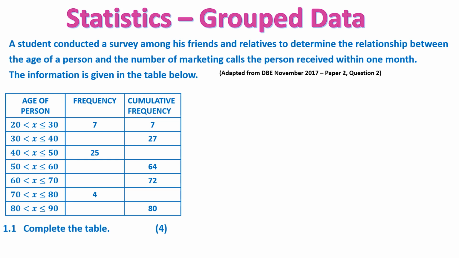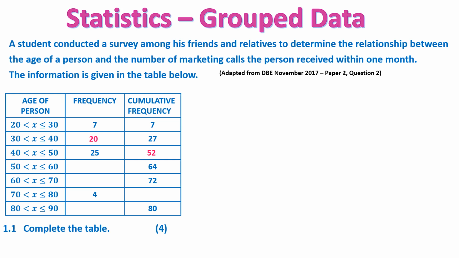So first thing I know that my first line is 7, the cumulative frequency is 7. So normally I would add the next number in my frequency column to get 27. I don't know what that number is, so I have to ask myself 7 plus what will give me 27, and it's plus 20. Then 27 plus 25 gives me 52. That's the next number in my cumulative frequency.